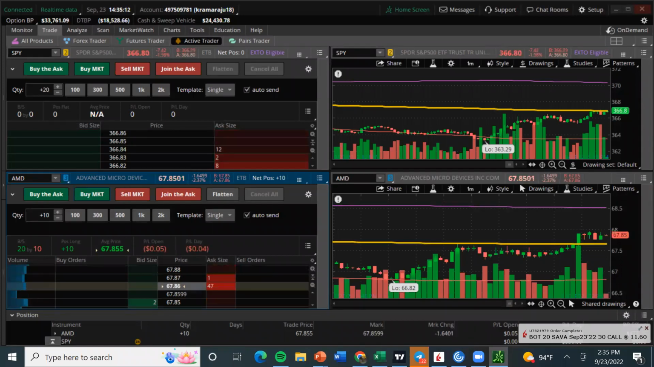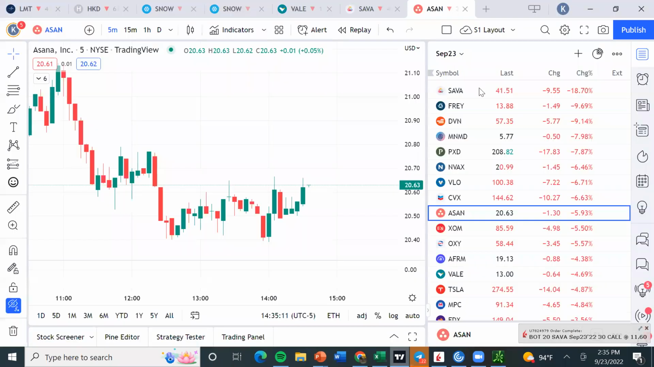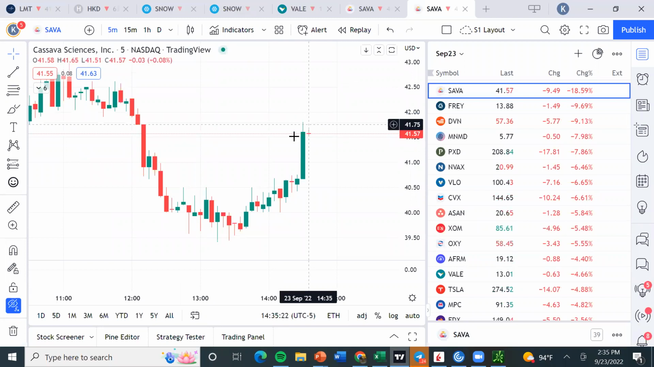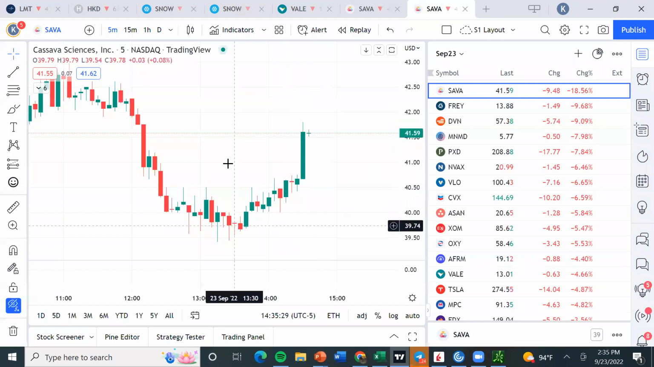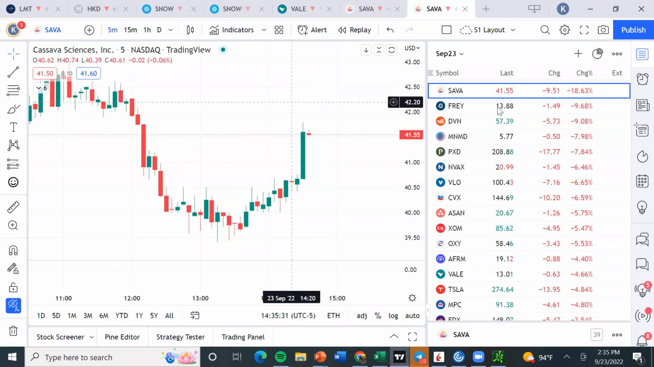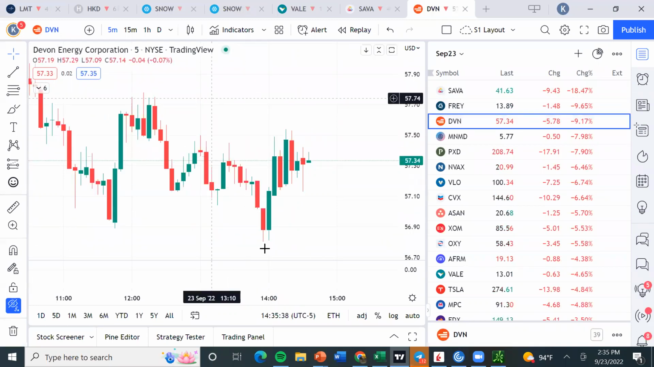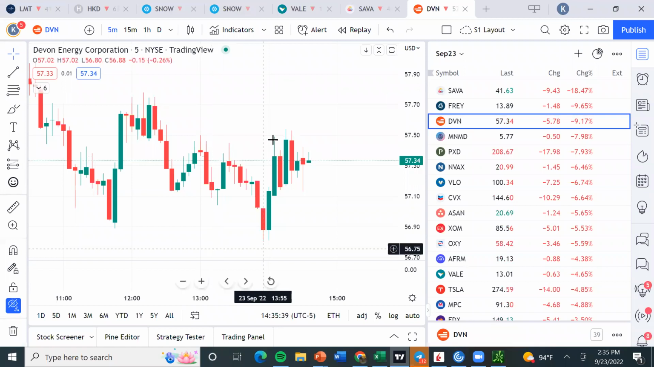We missed great profits in Sava. You can see we should have kept it like that, from 40 to nearly 42. Yeah, that would have been a multi-bagger, but it's okay. Every day we'll have a lot of opportunities. So we don't need to worry or think about whatever has happened. Focus on what we can do for the future.